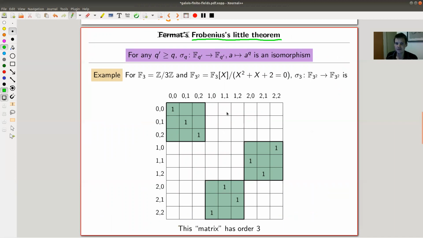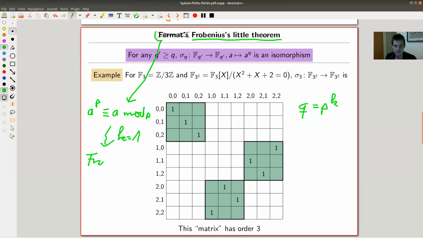And why do I want to, before I go to the example, why do I want to call this Fermat's little theorem? Well, Fermat's little theorem is something like a to the p is congruent to a modulo p, which is really just a smaller version of this one. So that's Fermat, so this is Fermat here. This actually gives you that the Frobenius for k equals 1, so q was, remember, p to the k. For k equals 1, this actually gives the Fermat theorem. So Frobenius is a generalization of Fermat's little theorem, if you want. That's why I call it Frobenius's little theorem, whatever.